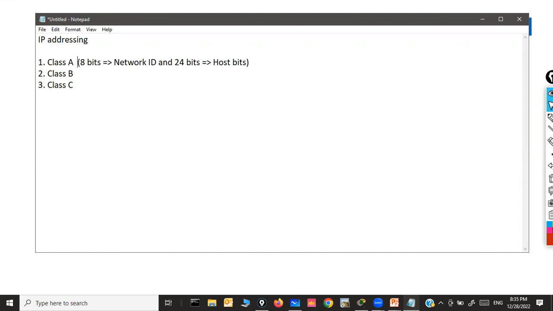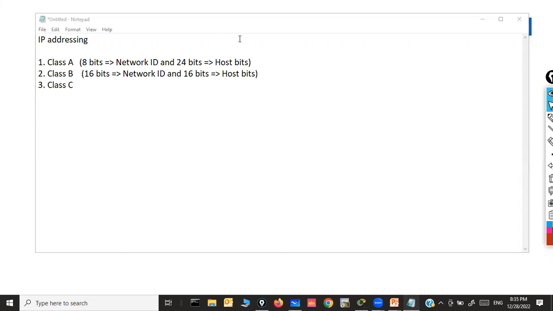In class B, your 16 bits represent the network ID and 16 bits the host ID.